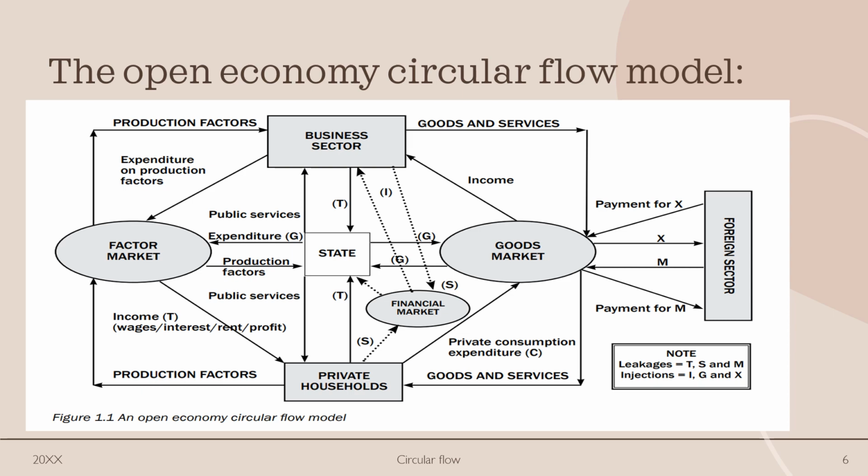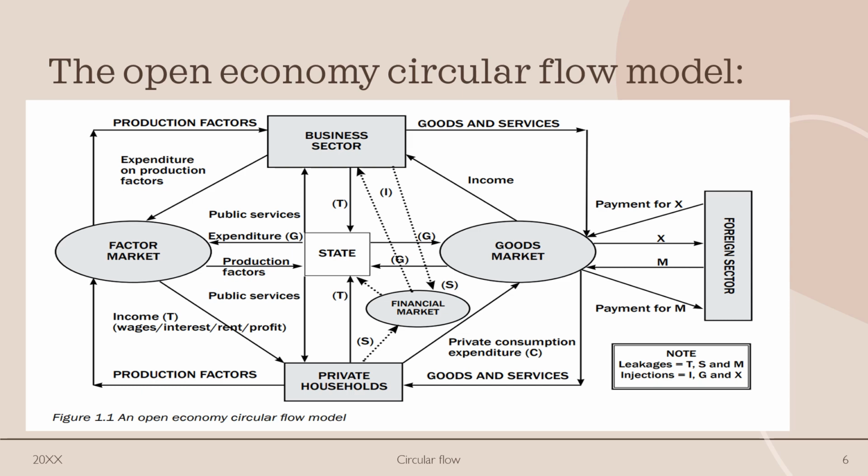I'm not going to discuss everything in here, like the labels T, G and I. Those will be discussed later on in the videos that I make, but just to know, T is tax, I is investments, G is government expenditure. Those are linked to leakages and injections. So now we can start off by looking at our diagram.